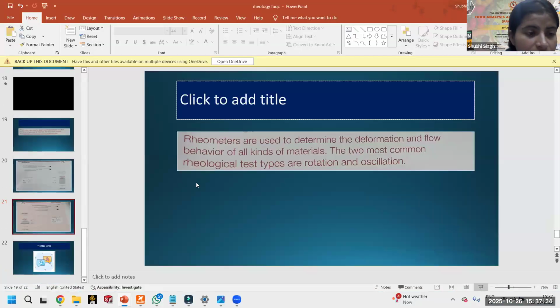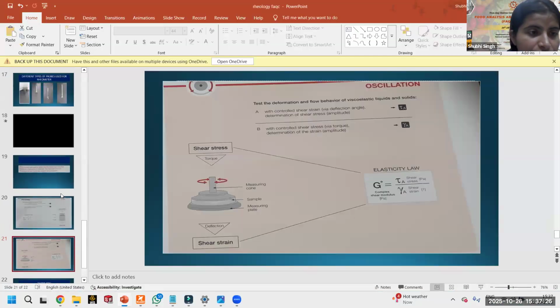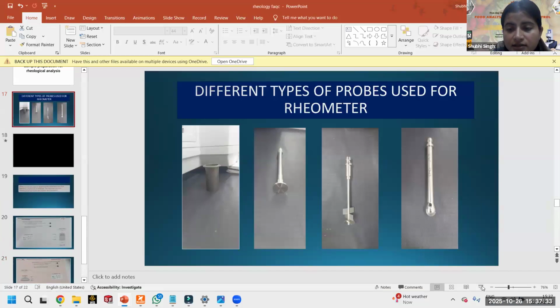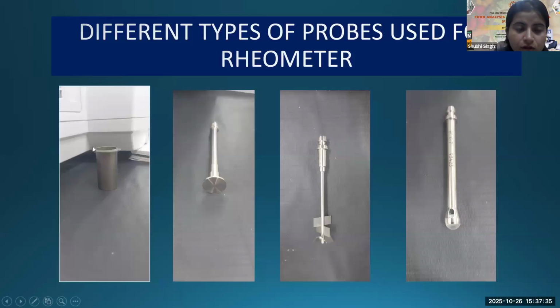So we will see the different types of probes. This is the canister. This is the part of a rheometer. This is known as canister, in which you will put your sample. These are different types of probes. This is the flatbed probe.